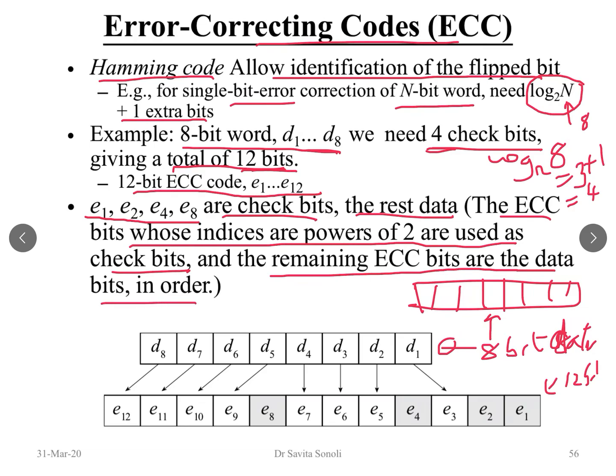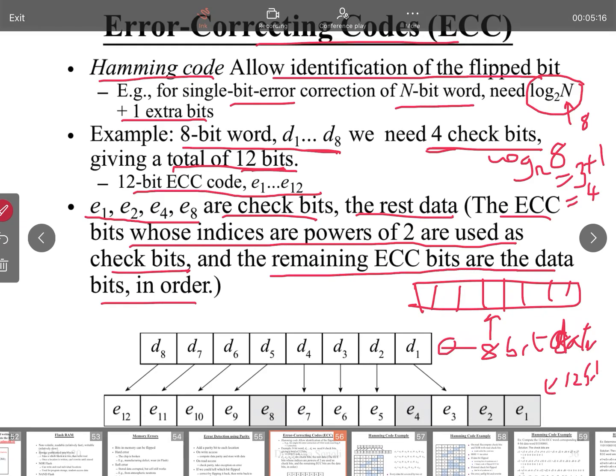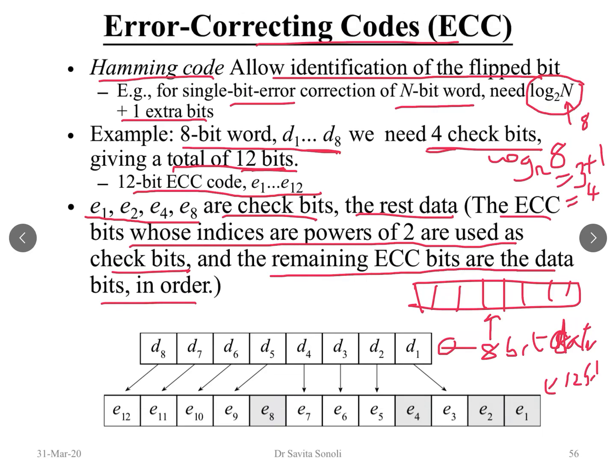So you can see there we have D1, D2, D3, D4, D5, D6 and D7. So what you are observing here, E1, E2, E4 and E8 are there. These will be our check bits. And what about the remaining bits? D1 goes into E3, then D2 goes into E5, D3 goes into E6, D4 into E7, D5 to E9, D6 to E10, D7 to E11, D8 to E12. So thus we are going to fill the 12-bit ECC.